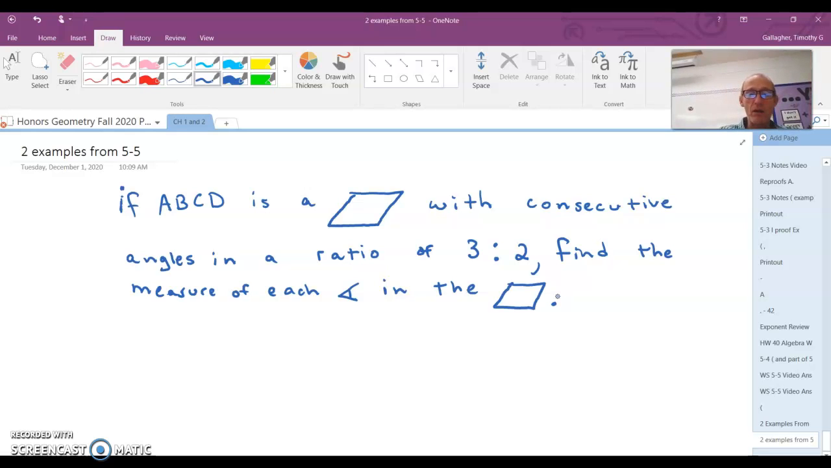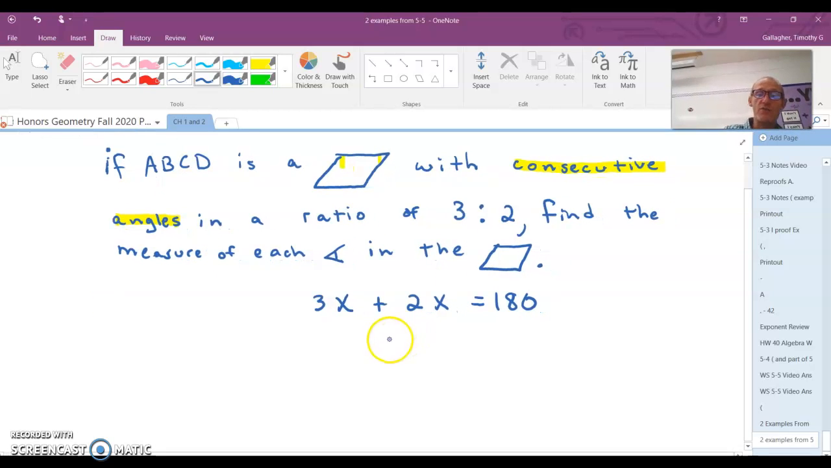So in a parallelogram, the consecutive angles are supplementary. So in a ratio of 3:2, it's going to be 3 times an angle plus 2 times the measure of the angle is equal to 180. So if you solve this for x, you get 36.